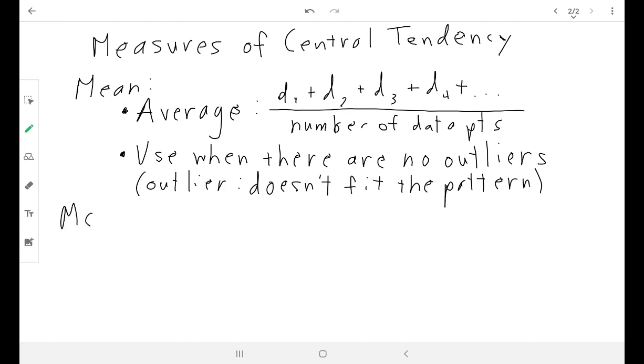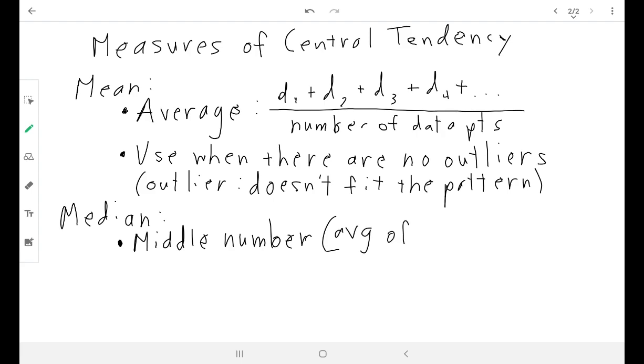Okay, the next one is the median, and the median is the middle number when we put them in order, or the average of the two middle numbers if you have two numbers in the middle, which happens if you have an even amount of pieces of data.